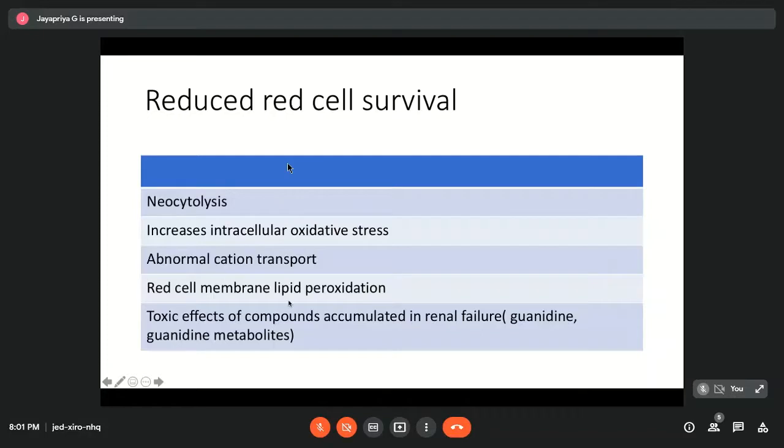In addition to that, there are several other mechanisms. That is, because of the kidney failure, the red cells will be subjected to increased oxidant stress. Because of the electrolyte abnormalities, there will be abnormal cation transport in red cells. Also, various toxic compounds like guanidine metabolites and guanidine will accumulate, which will also be directly toxic to the red cells, causing their reduced survival.